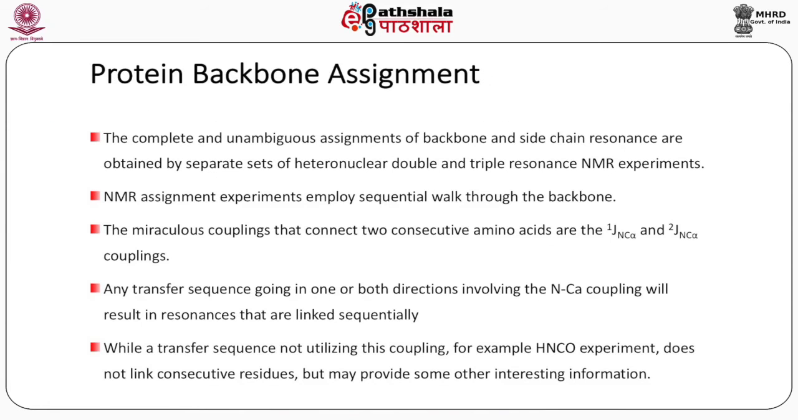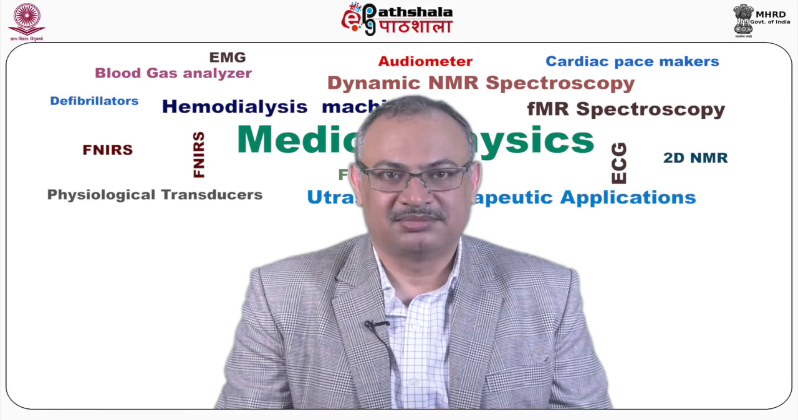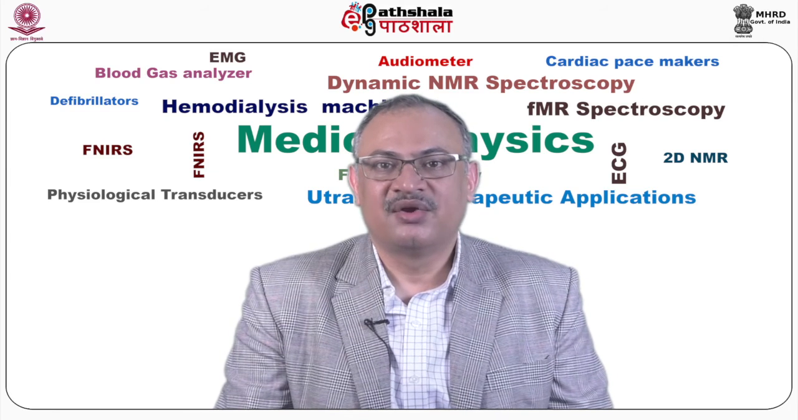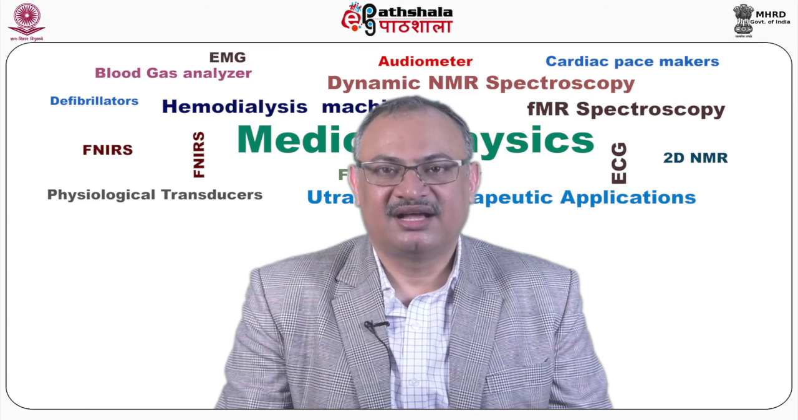Next. Now, protein backbone assignment. The complete and unambiguous assignment of backbone and side chain resonances is obtained by a separate set of heteronuclear double and triple resonance NMR experiments. NMR assignment experiments employ a sequential walk through the backbone. The couplings that connect 2 consecutive amino acids are the 1J N-C alpha and 2J N-C alpha couplings.